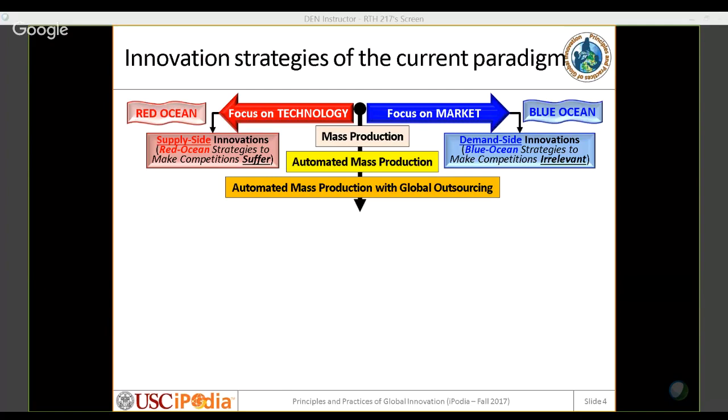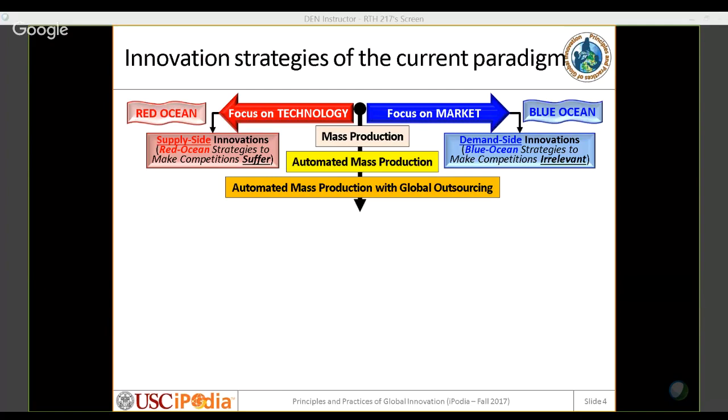So this is really the background that actually leads people to think about maybe we should do something different. Maybe the way of doing mass production was good before, but it's not good for the future. And that is really the background in which we're going to talk about the new paradigm, the 4.0.